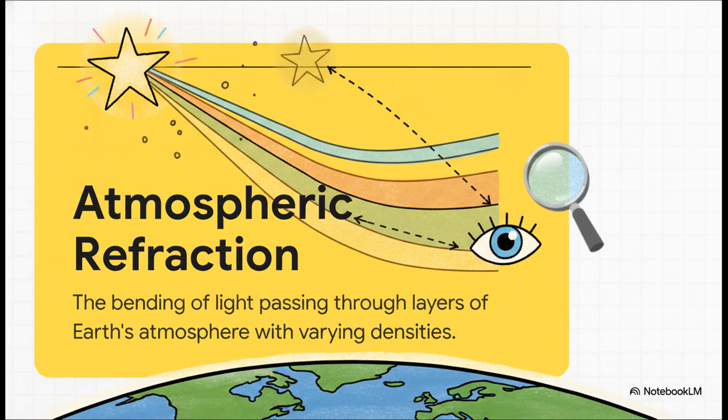As starlight travels from the empty vacuum of space into our increasingly dense atmosphere, the light continuously bends towards the normal line. By the time that light hits your eye, your brain traces it back in a straight line, completely tricking you into seeing the star higher up than it actually is.